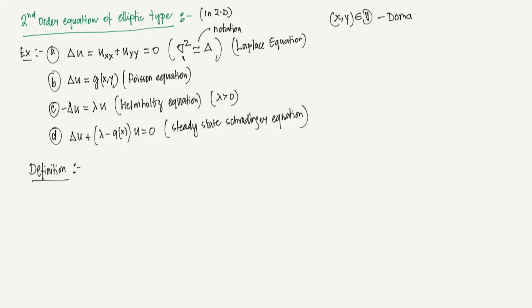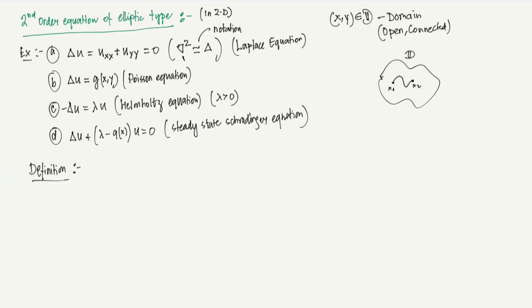What is a domain? As I have probably told you, it is an open and connected set. Connected means, let's say this is your domain. If you take any two points x1 and x2, you have a continuous path which joins x1 and x2, and the path totally remains in the domain D. This is the definition we are choosing. So it is an open set and a connected set. So I am taking my x, y from there.